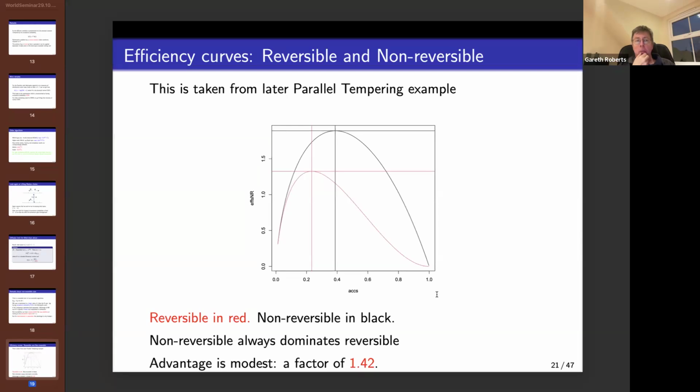Note also, because of this factor of 1 over 1 minus A, you notice that on the right-hand side here, where the acceptance probability is very, very high, easy problems you might think of them, you gain massively by non-reversibility. But as you get to harder problems, you have to compromise how far you're jumping with the acceptance probability, and you get gains which are more modest.